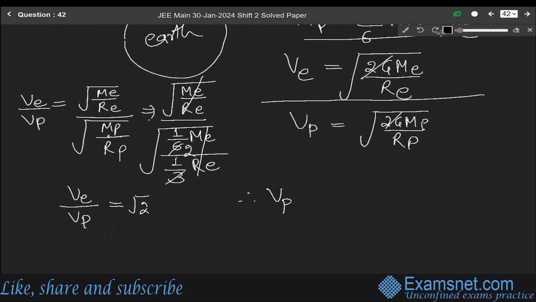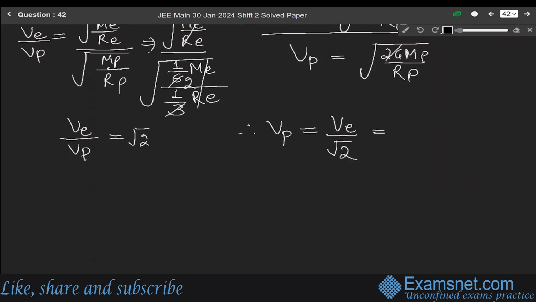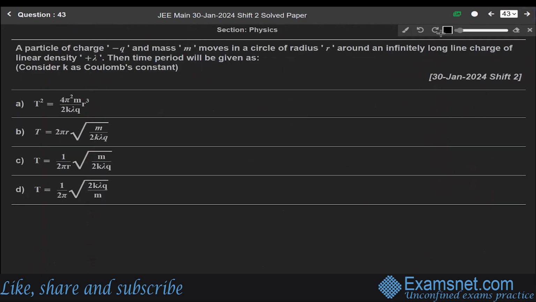Therefore, the escape velocity of the planet Vp will be equal to Ve by root 2, and Ve is given as 11.2 kilometer per second. So it will be 11.2 divided by root 2. So Vp will be equal to 7.9 kilometer per second. So the correct option is option D, 7.9 kilometer per second. Now moving towards our next question, 43.